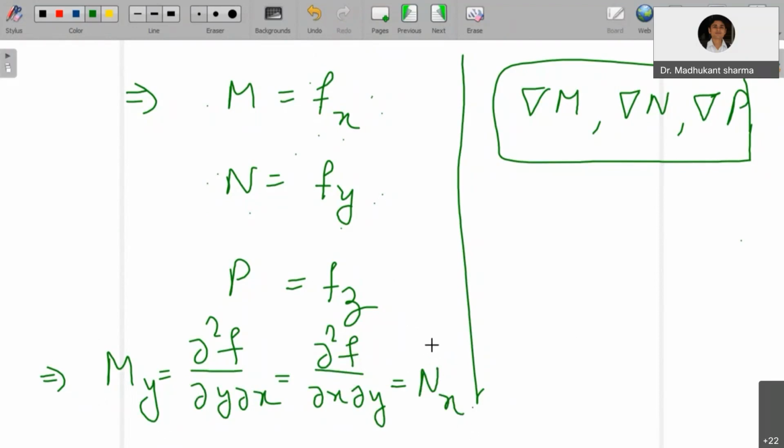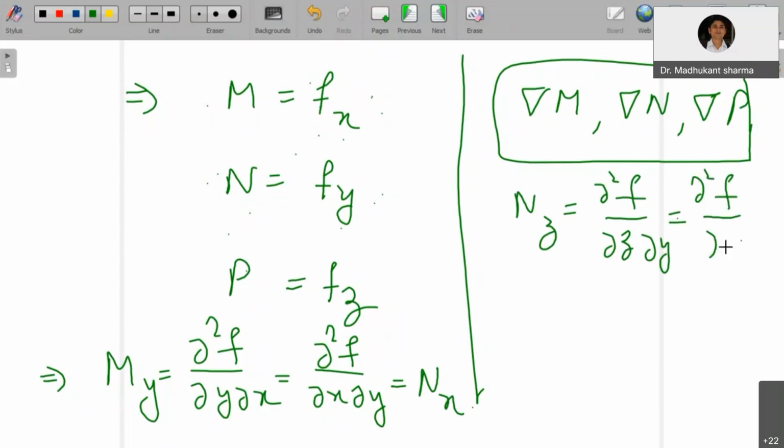So this will give you the first condition: fy equals nx. Now for the second one, you can differentiate ∂n/∂z, and this is ∂p/∂y. Okay, so next we have nz equals ∂²f/∂z∂y. The mixed derivative theorem tells you this equals ∂²f/∂y∂z, that is equals to ∂p/∂y.